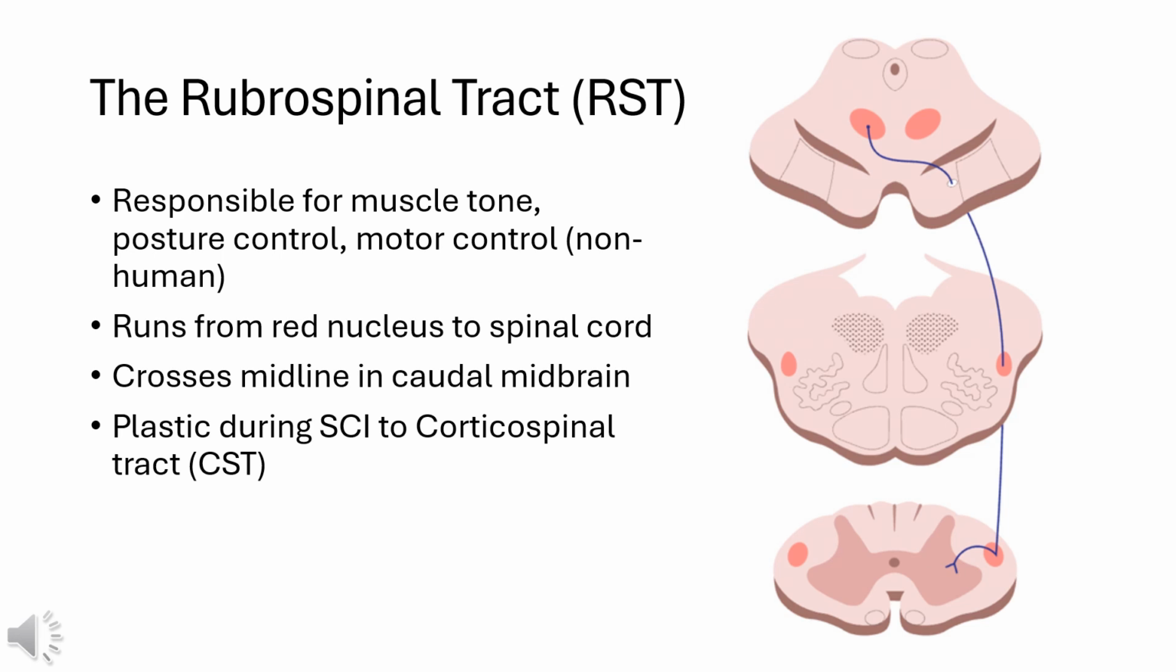Finally, and perhaps the most important reason why researching the rubrospinal tract is crucial is due to its plastic nature. When the cortical spinal tract is damaged, the rubrospinal tract has been shown to partially compensate the lost motor function. This finding opens new possibilities for neural repair post-spinal cord injury through treatments targeted at the rubrospinal tract.